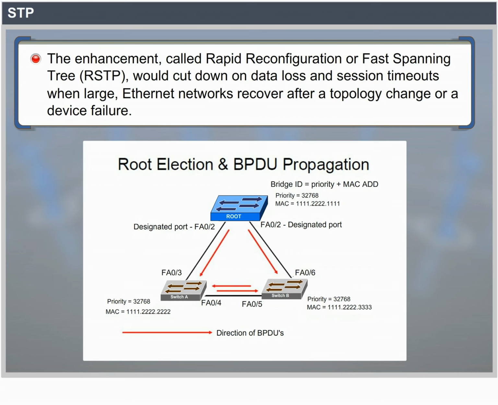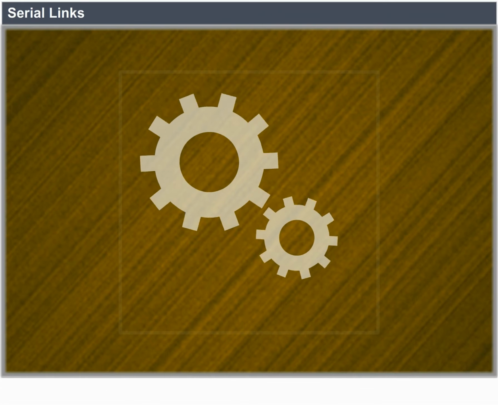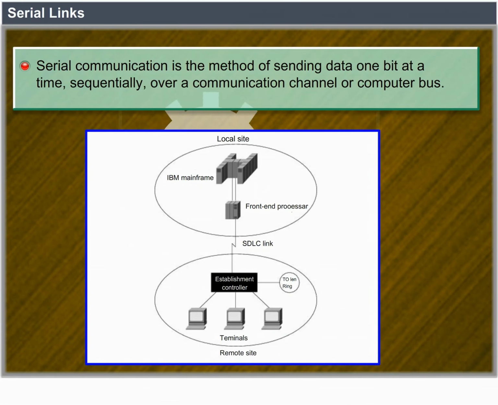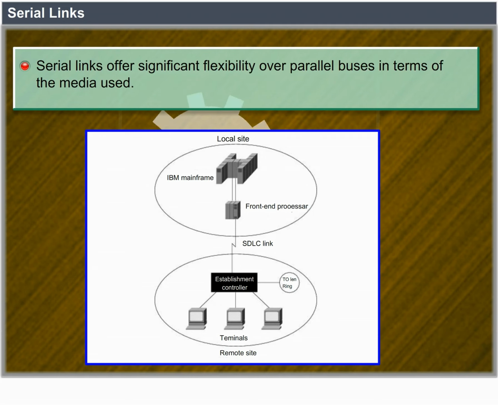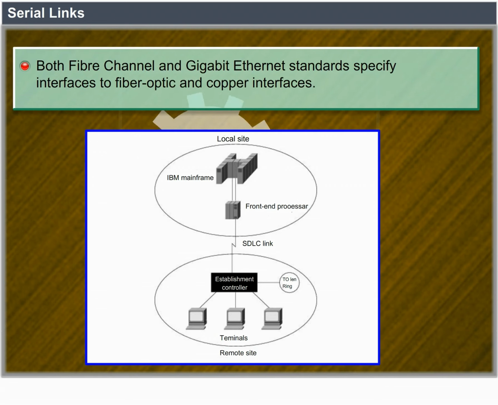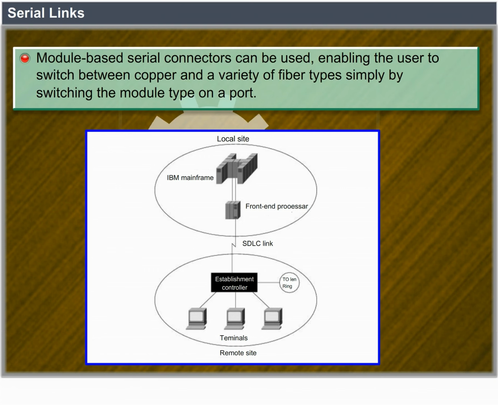Serial links. Serial communication is the process of sending data one bit at a time, sequentially, over a communication channel or computer bus. This is in contrast to parallel communication, where several bits are sent as a whole on a link with several parallel channels. Serial links offer significant flexibility over parallel buses in terms of the media used. Both Fiber Channel and Gigabit Ethernet standards specify interfaces to fiber optic and copper interfaces. Module-based serial connectors can be used, enabling the user to switch between copper and a variety of fiber types simply by switching the module type on a port.